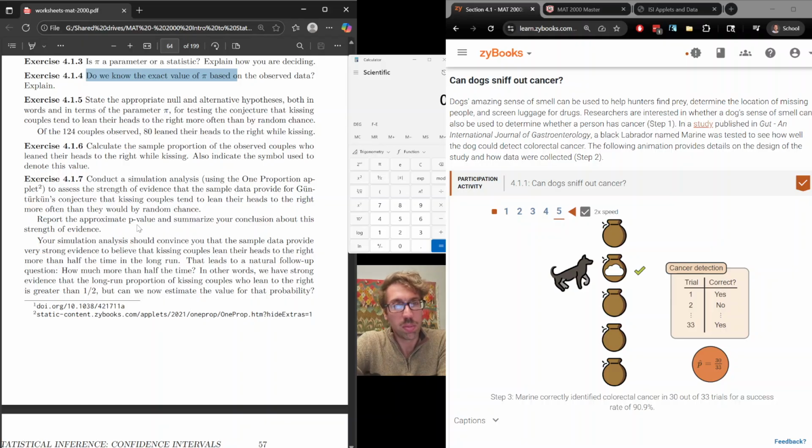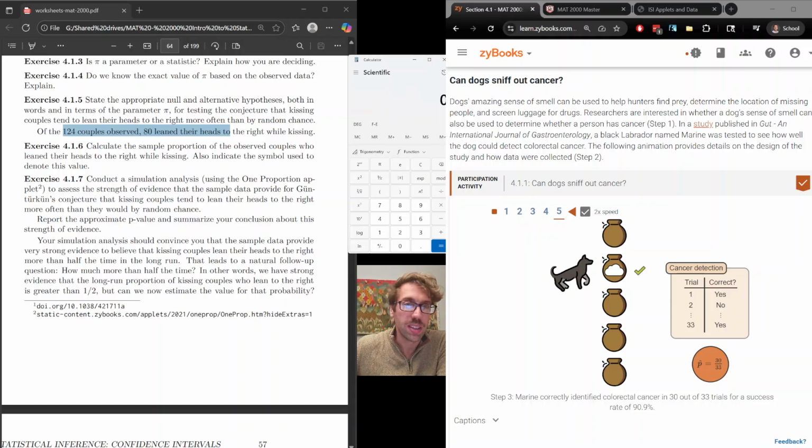Okay, number 6, calculate the sample proportion of the observed couples who lean their heads to the right while kissing. So let's look at, that's referring to this data that we're given. Of the 124 couples observed, 80 lean their heads to the right. So for this one, you need your handy dandy calculator, and you need to be doing a number divided by a number.